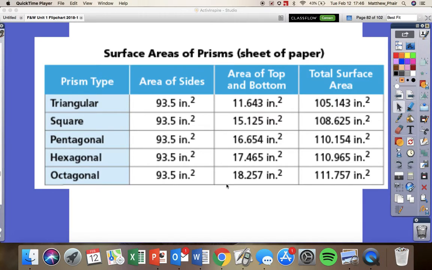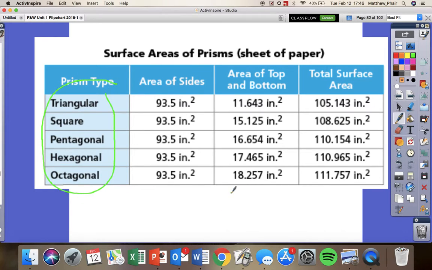All right, so the trend you should have seen here was that as we added more sides to the base, that actually increased the area of the base, which then increased the total surface area. Super cool, right? And so we're heading towards, we have 3, 4, 5, 6, 8 sides. We're heading towards actually a cylinder being the prism that has the largest surface area.